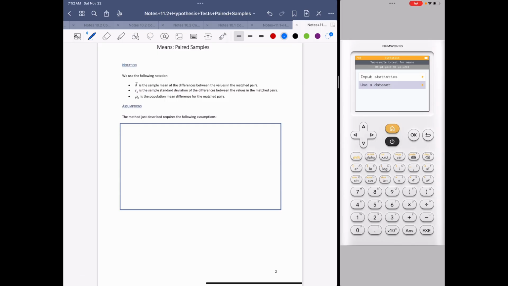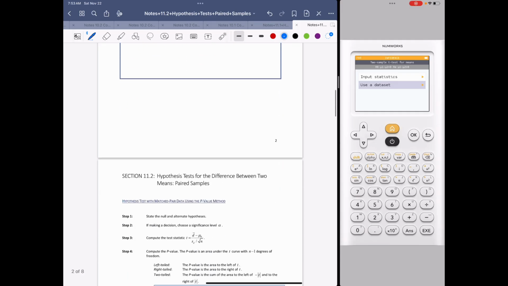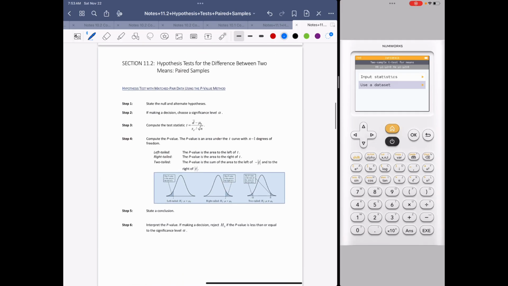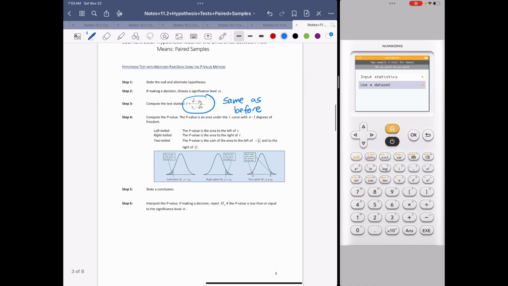Now, the conditions on this are easy. It's only the two. I need my SRS, and I need to satisfy my normal condition by one of the 3 ways that are possible. All right, and here's some math behind it. I wanted you to see the formula again. It's the same formula we did before. It's exactly the same, except it has that D bar in it instead of X bar. Other than that, it's the same thing, S of D instead of S.